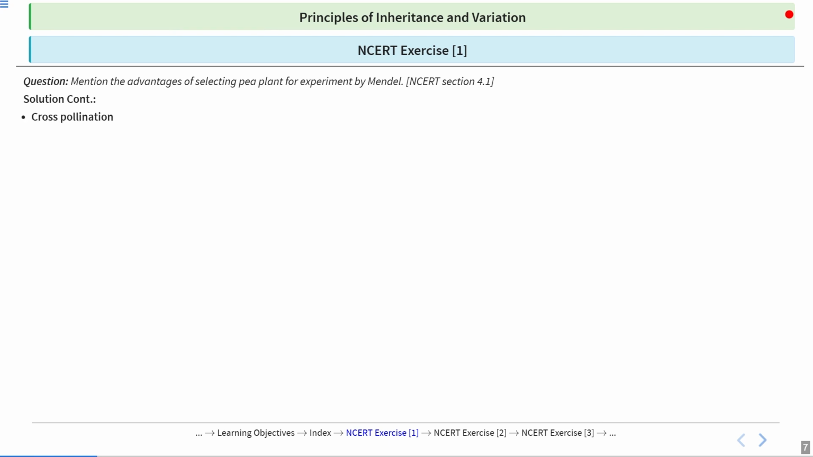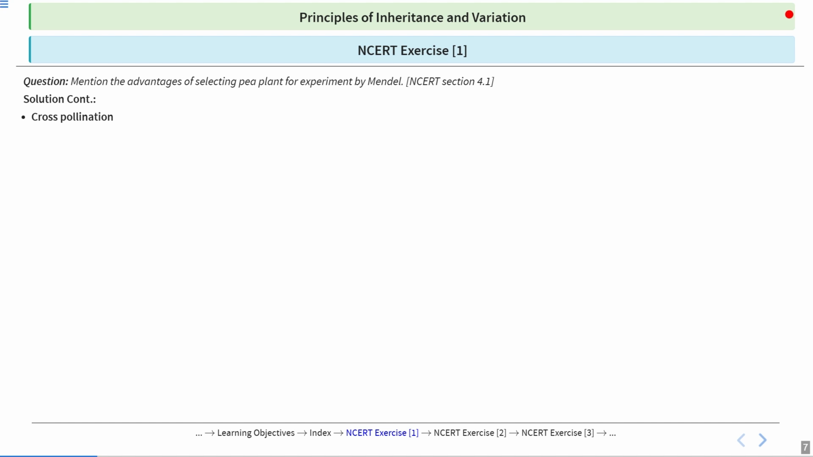Now the next point, this is very important: cross-pollination. Mendel carried out artificial cross-pollination in the pea plant. So now a question arises here. Pea plants were bisexual, so how did he do cross-pollination? The F1 generation was selfed, but the parents were cross-pollinated. Remember this: the parents were cross-pollinated and the F1 generation was selfed with another F1 plant.